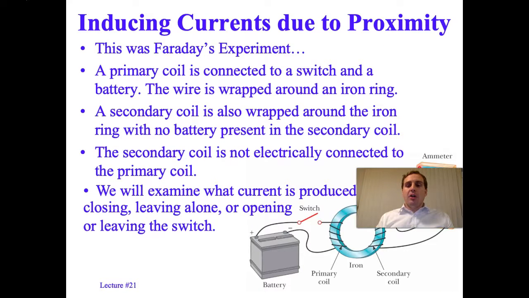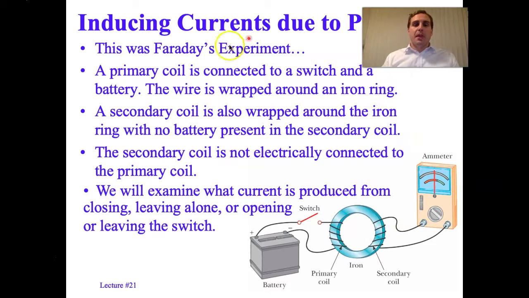Let's briefly talk more about inducing currents due to proximity. Remember what Faraday's experiment was. A primary coil is connected to a switch and a battery. The wire is wrapped around an iron ring, which is what's shown here. A secondary coil is also wrapped around the iron ring with no battery present in the secondary coil. That's what's shown here, and then here we have an ammeter.